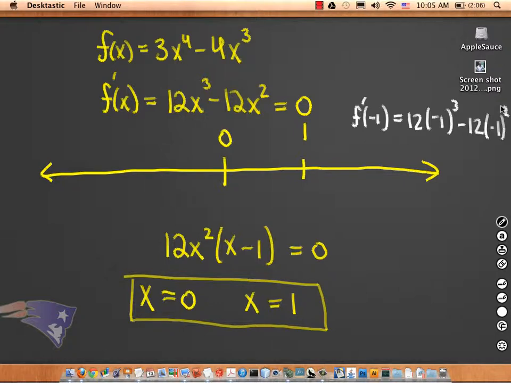Remember, I don't really care about the number itself. I care more about the sign. So what kind of a number will we get here? Will we get a positive number? Will we get a negative number? Or will we get the number 0? We'll get a negative number, because -1 cubed is a -1 times 12 is a -12. What happens with the square here? It's -1 squared, which is +1, but times a -12. Do you see that I'm going to get -24? But all I care about is that this is negative, which means that the function here is decreasing.